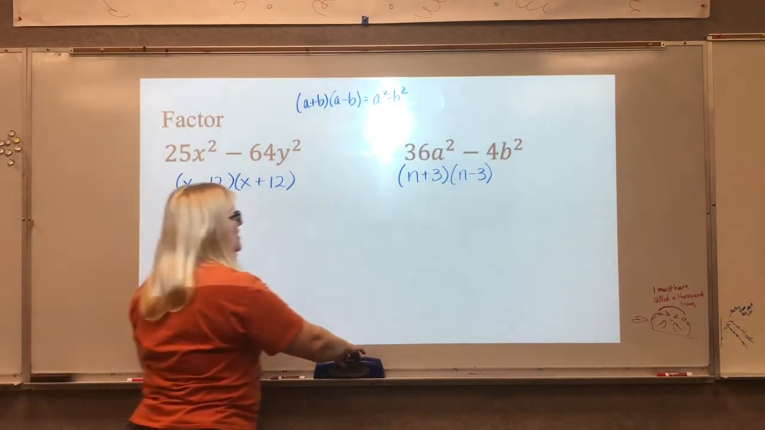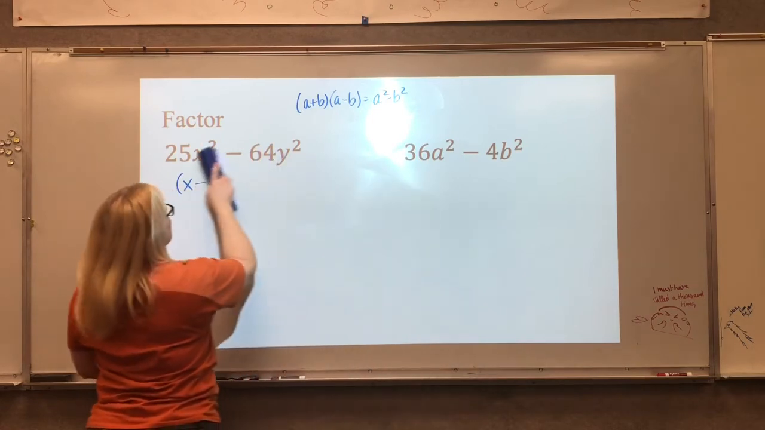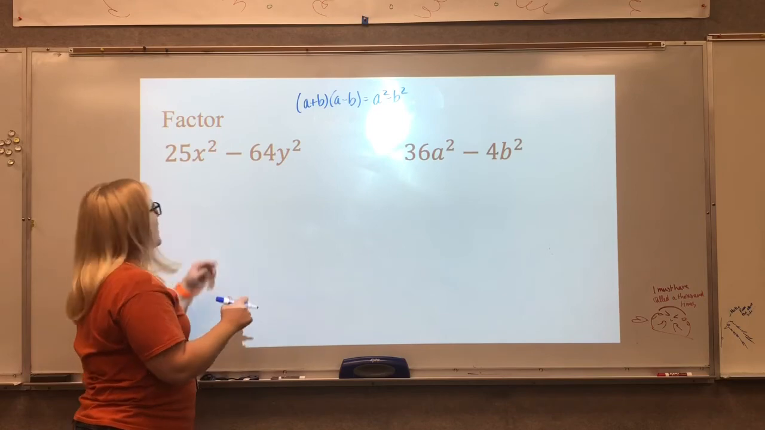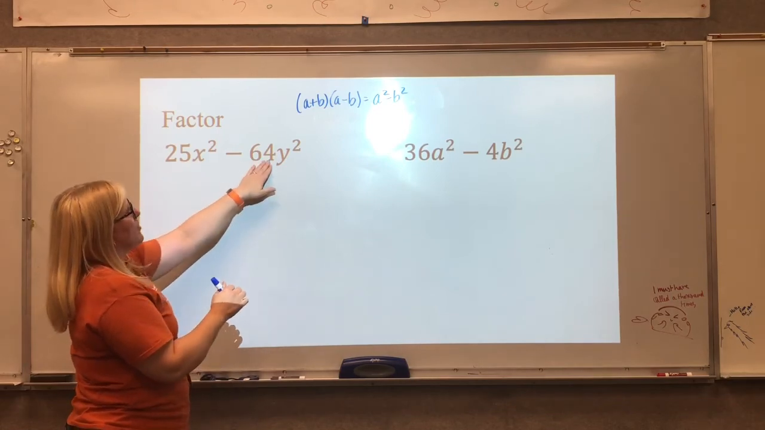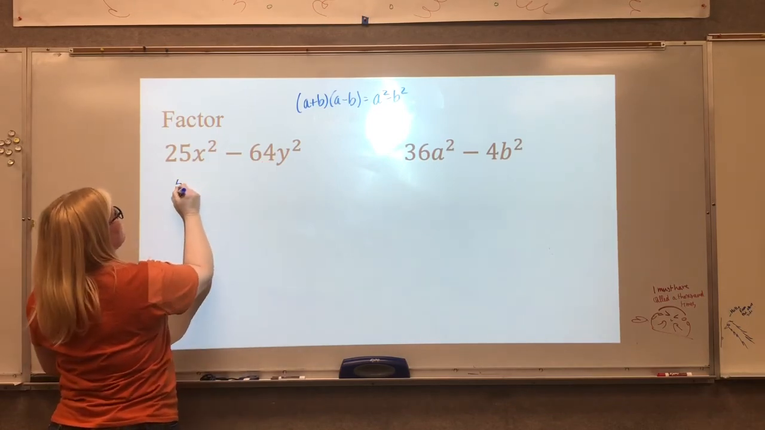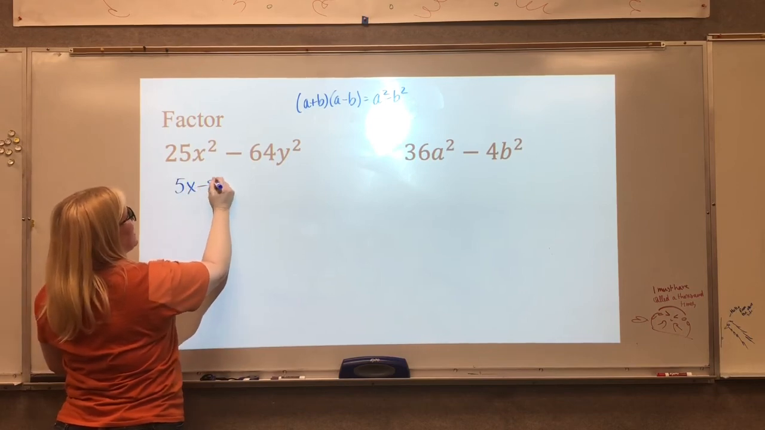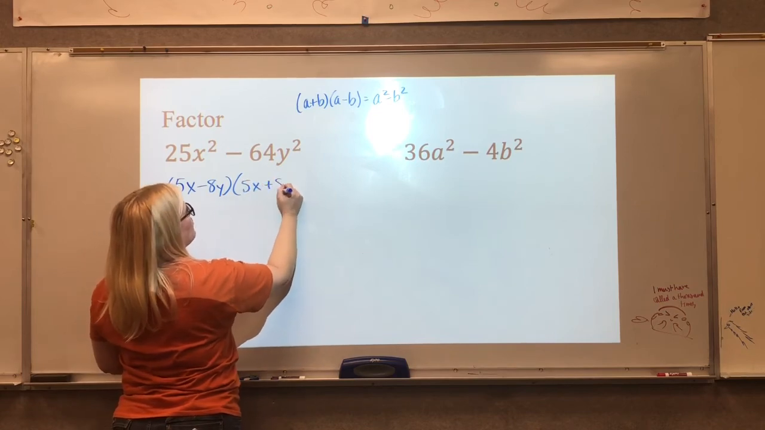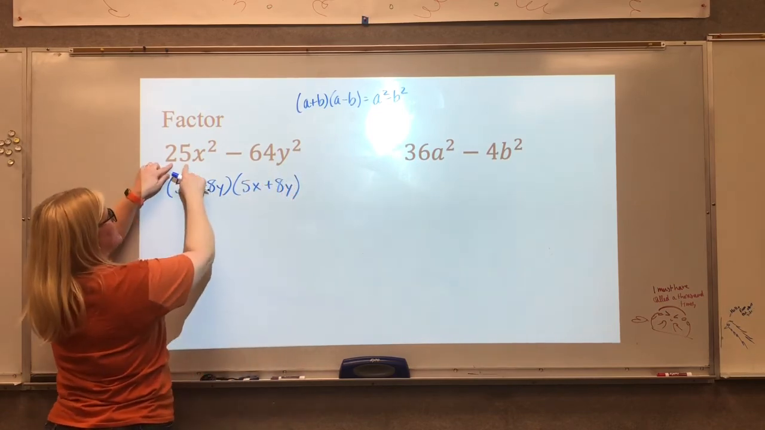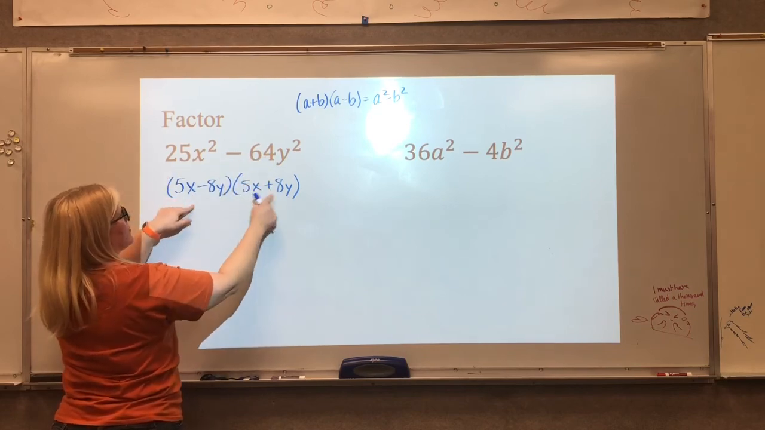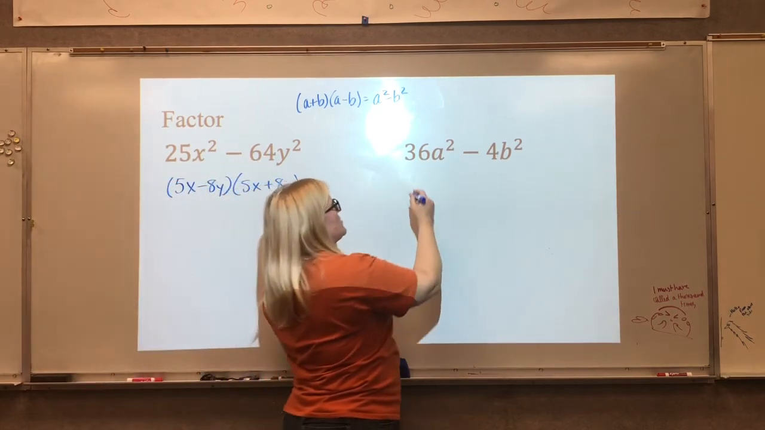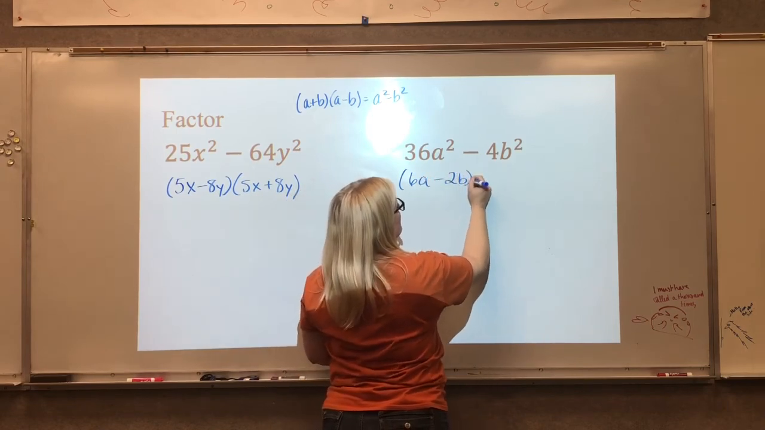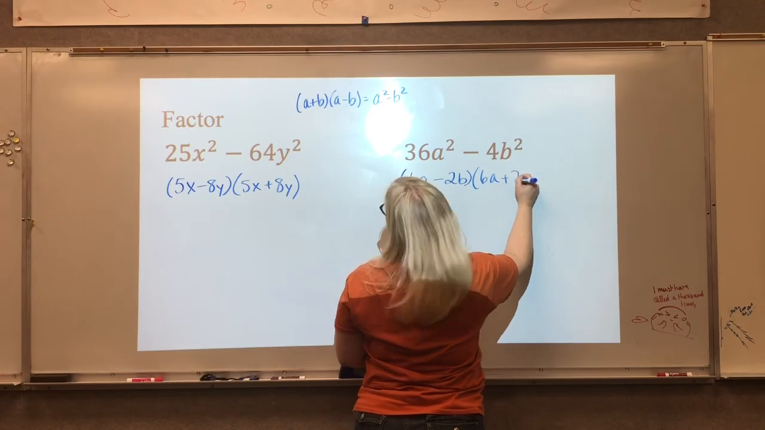Now sometimes they get a little more difficult though. And these you have to make sure that you recognize. So you look at this, and I've got a perfect square and a perfect square. So this is going to be 5x minus 8y times 5x plus 8y. I hope you see that. You're taking the square root of both of these and putting them here. Same thing with this one. I'll have 6a minus 2b times 6a plus 2b.